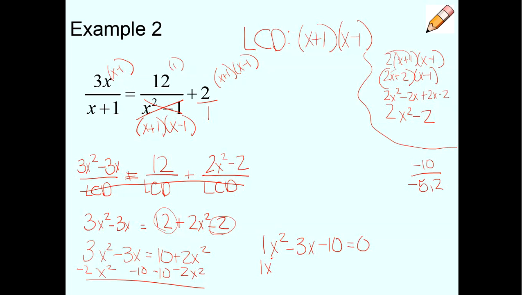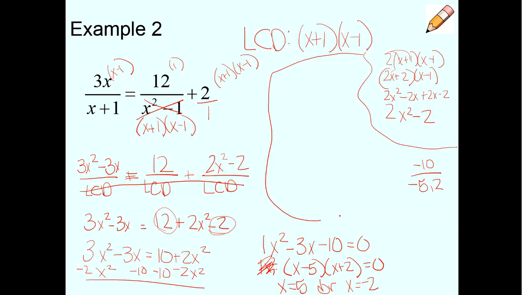So I got 1x squared. Actually, let's just go immediately to parentheses. x minus 5, x plus 2 equals 0, right? So I got that factored. So my two x's must be equal to x equals 5 or x equals negative 2. Now, I am not done. I know, trust me, this is a long problem. We still need to do some checking.